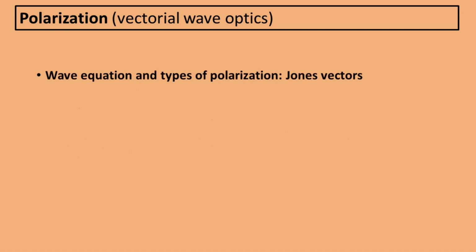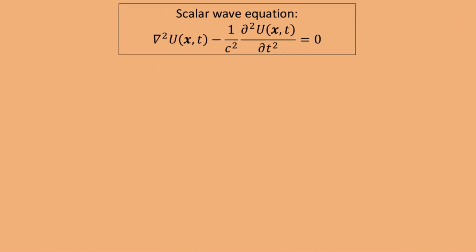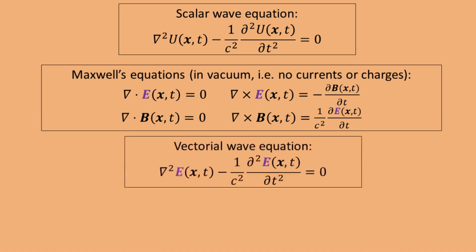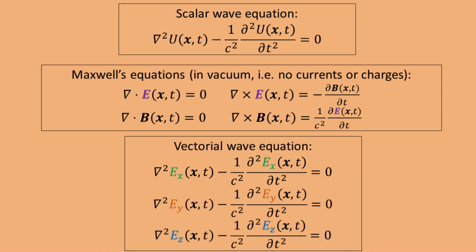Let's start from the vectorial wave equation and see how different types of polarization follow from it. In our previous discussions on diffraction optics, we assumed scalar fields, which obey the scalar wave equation. However, Maxwell's equations involve vectorial electric and magnetic fields, so the wave equation that follows from them is a vectorial wave equation. If we consider propagation through a vacuum, the vectorial wave equation tells us that each component of the electric field satisfies the scalar wave equation.